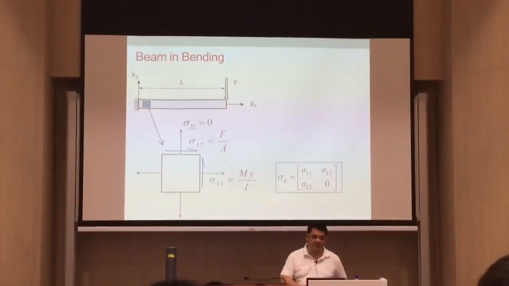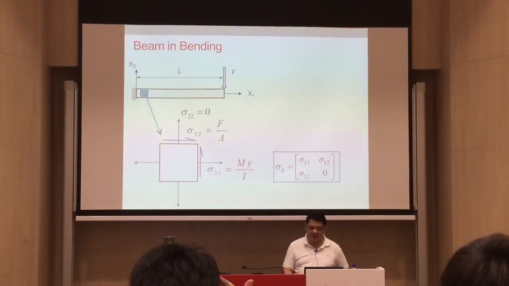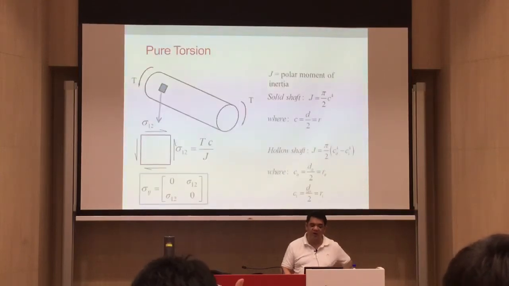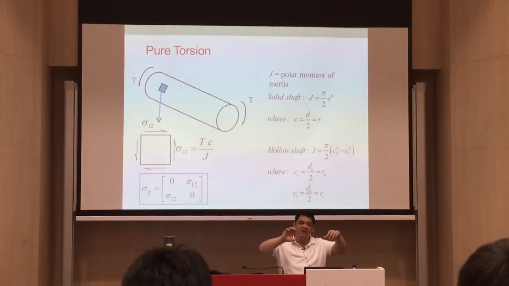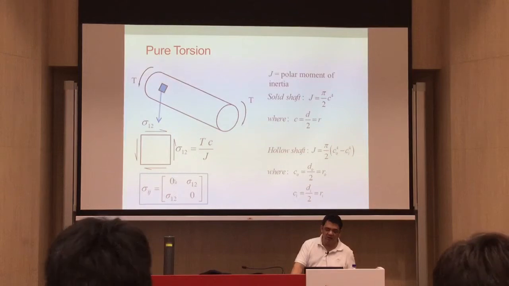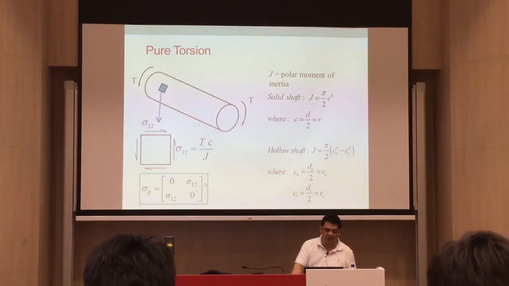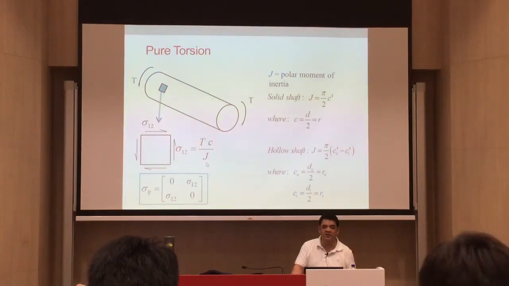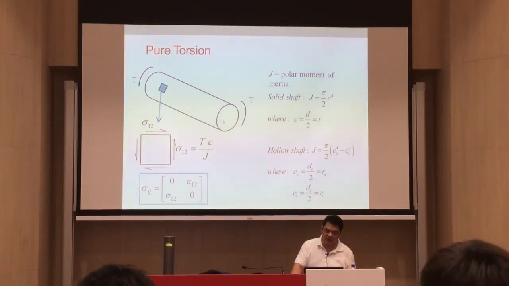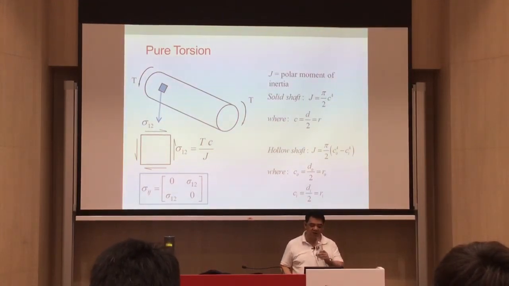Application for beam in bending, wherein if it's 2D, then you just have this sigma ij equal to sigma 11, sigma 12, and this one is 0. What if you have pure torsion? Pure torsion is just a pure shear activity wherein your sigma 11 and sigma 22 are 0. And then, of course, you just have to solve your sigma 12, and this will be Tc all over J, where J is the polar moment of inertia, and then c will be half of the cross-sectional dimension. So all of these are given in your notes.